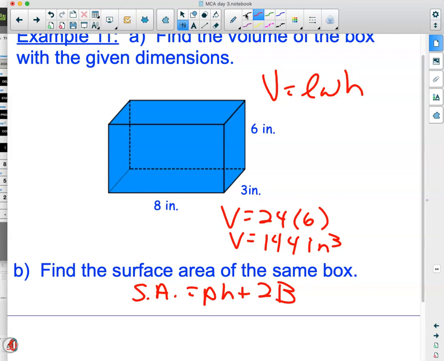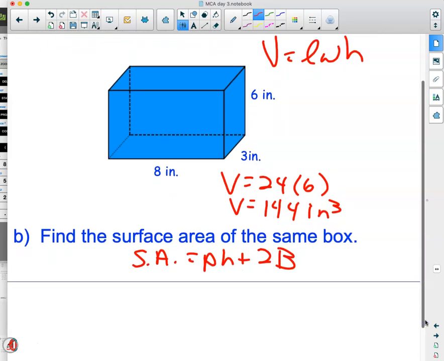So like I said, you could just use the picture and say I've got 2 of these fronts, 2 tops and bottoms, and 2 side to side, but it will go faster if you find the formula. So now, perimeter of the base. Peri means around. So 8 plus 3 plus 8 plus 3. So we've got 22 for the perimeter of the base. Times the height. The height of the box here is 6. Plus 2 times the area of the base.